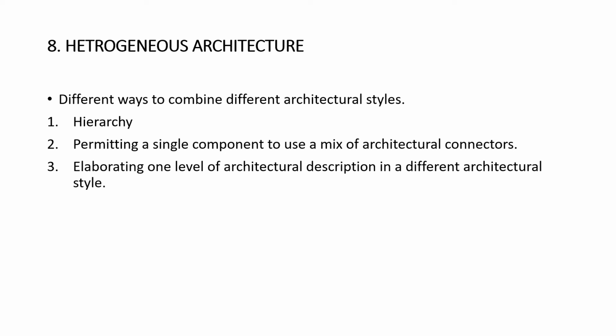Heterogeneous architecture. In this, it is explained what the different ways are to combine different architectural styles. The first way of combining is hierarchy. The component of one architectural style may have an internal structure developed in another style. The second way is to permit a single component to use a mix of different architectural connectors. Example, active databases. The third way of combining is to elaborate one level of architectural description in a completely different architectural style. So these are the three ways through which we can combine different architectural styles into one single design.